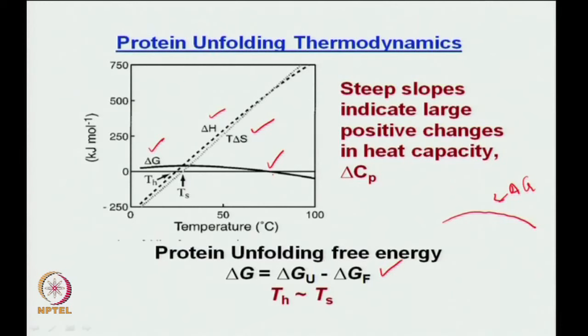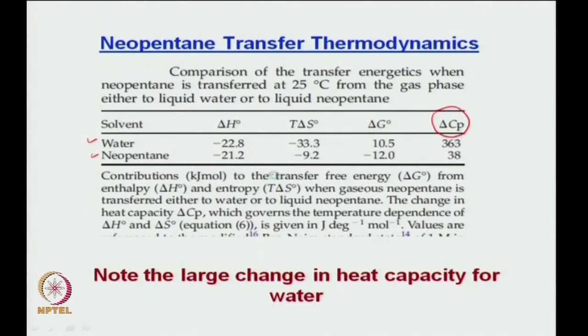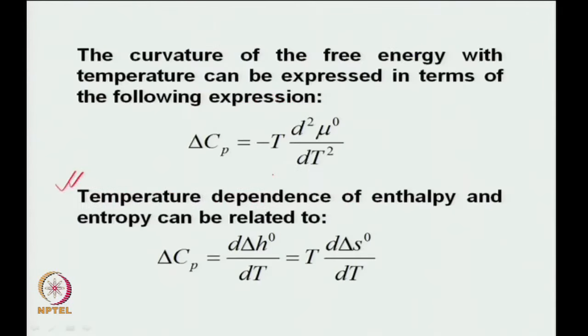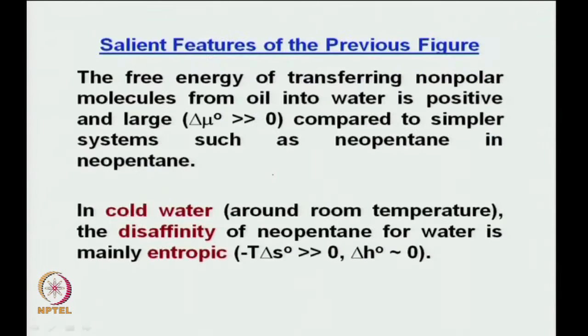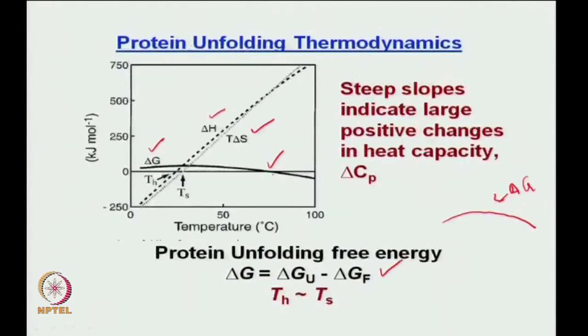Now, there is one more aspect. What do you think is the major difference? Do not talk about delta G, but what is the major difference between the figure you see here for a protein and the figure you saw for neopentane in water? Okay, let me go back to the figure. Difference in TH and TS, there you go. This was neopentane in water. Look at the difference between TH and TS, the gap. This is huge, right? Now you do the same thing for a protein. What happens? The TH and TS are very close to each other.